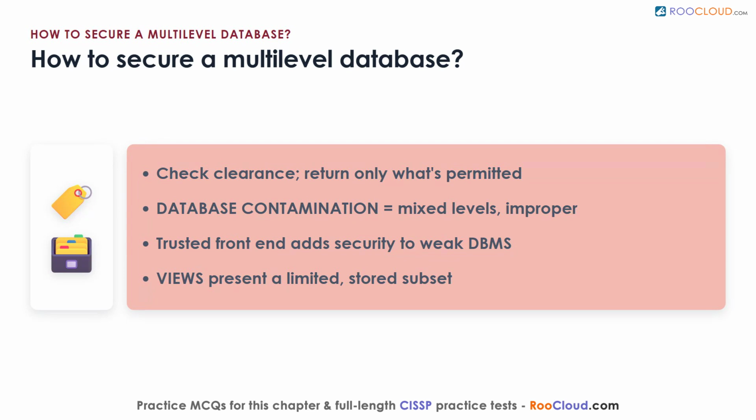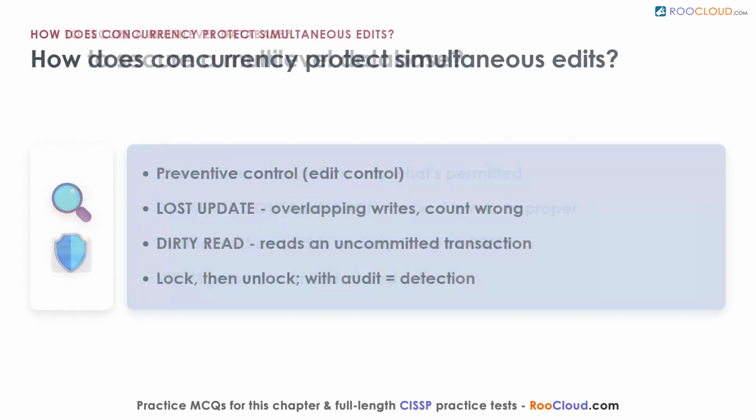The central danger is database contamination, where data of different classifications or need-to-know requirements gets mixed together improperly. To add multi-level protection to a legacy or weak database, administrators often place a trusted front end between users and the system. Another elegant tool is the database view, a stored query that presents data as if it were its own table, letting you collate, aggregate, or restrict what each user sees without handing over the raw tables. Think of a view as a stencil laid over a document, exposing only the words a given reader is allowed to see.